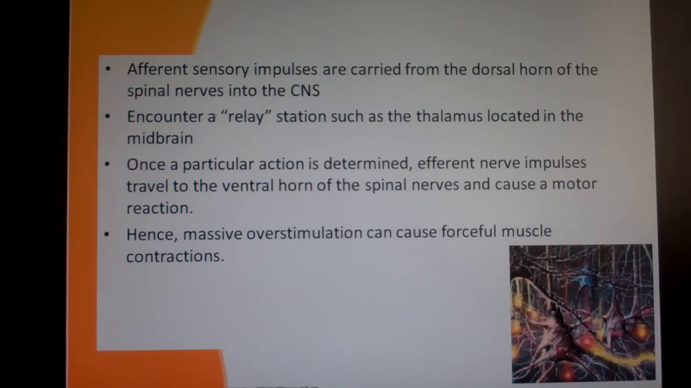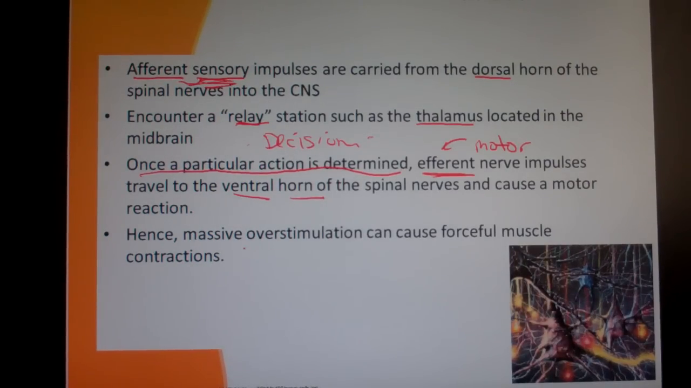Again, the same kind of idea here. Afferent are sensory. They're carried from the back, or the dorsal horn of the spinal nerves, into the central nervous system. Somewhere along the line they have to encounter a relay station like the thalamus, which is in the midbrain, and that has to make a decision. Once a particular action is determined, or a decision is made on what to do with that impulse that came from the sensory nerves, then motor or efferent nerve impulses travel to the ventral or front horn of the spinal nerves, and they cause that motor reaction. This is normal nerve transmission.